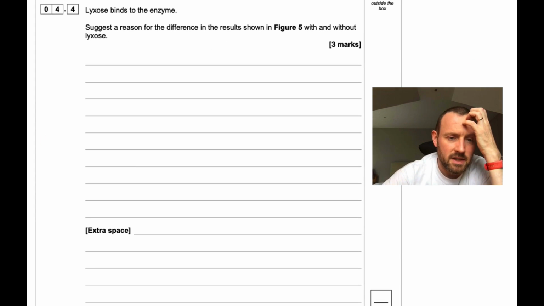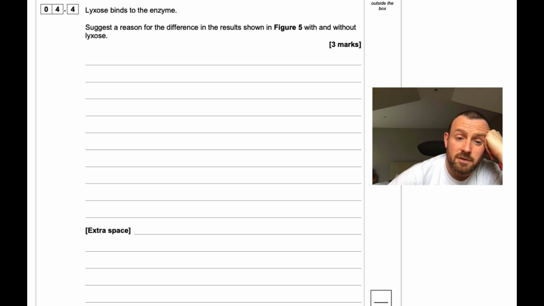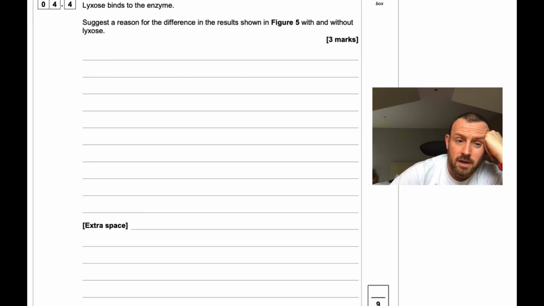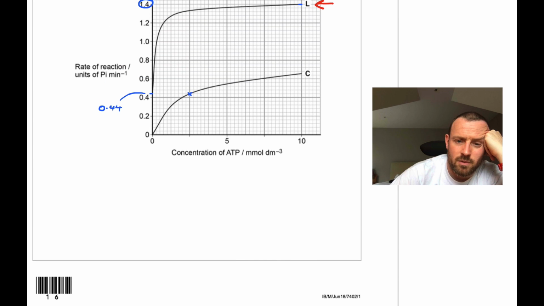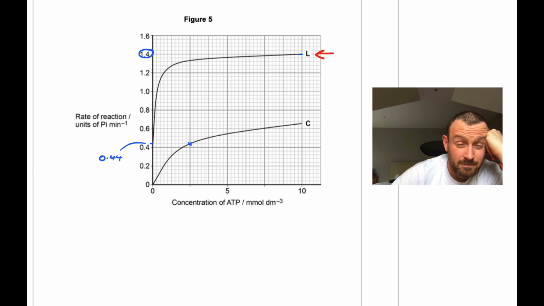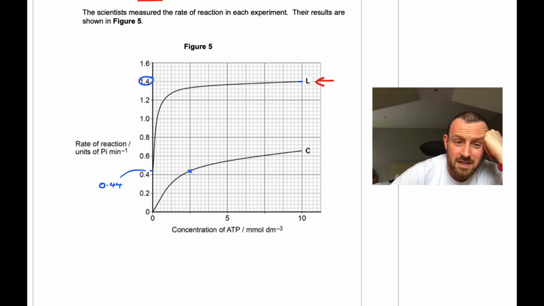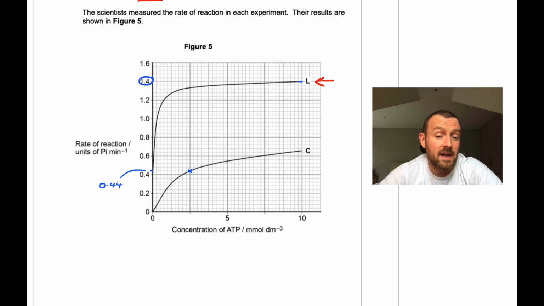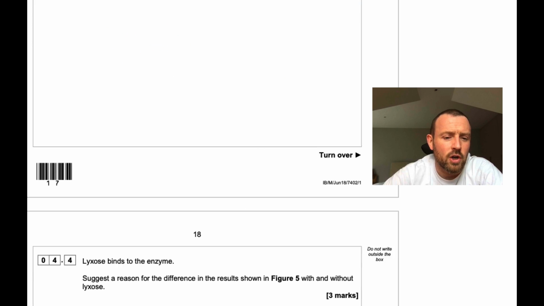4.4. Lixose binds to the enzyme. Suggest a reason for the difference in the results shown in figure 5 with and without the lixose. Okay, well this is interesting because it's almost like the opposite of an inhibitor. So lixose is somehow improving the activity of the enzyme. So what could it be?